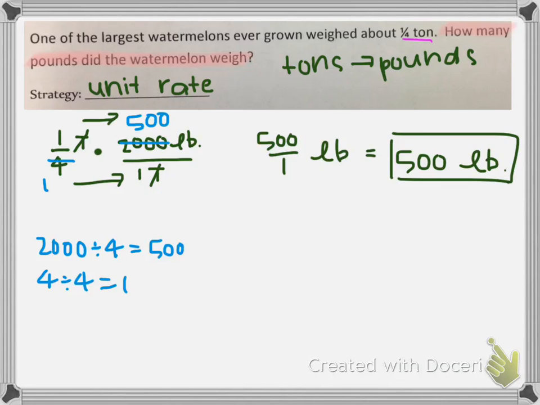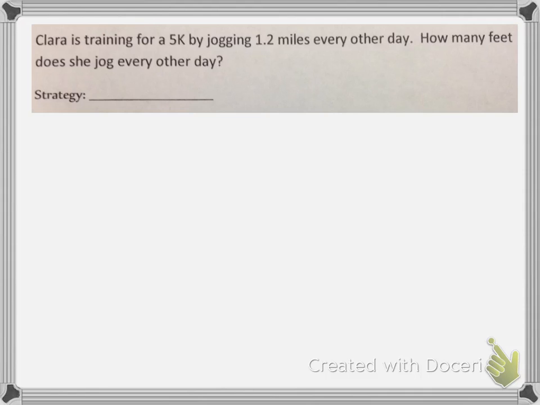When we convert 1/4 of a ton to pounds, we get 500 pounds. Clara is training for a 5K by jogging 1.2 or 1 2/10 miles every other day. How many feet does she jog every other day?